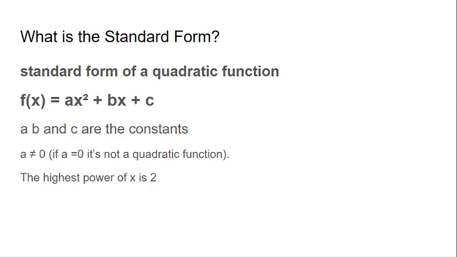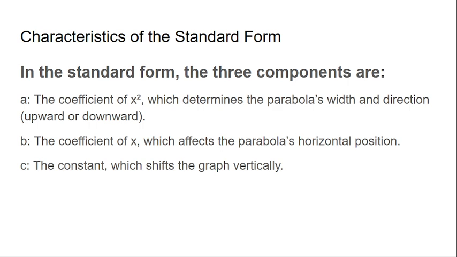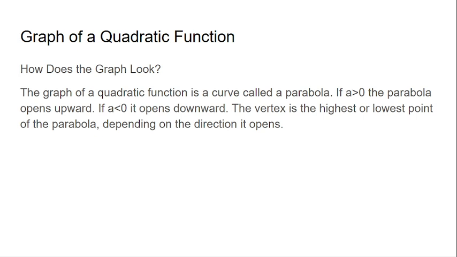The standard form of a quadratic function is written as this, where a, b, and c are constants. And remember, if a equals 0, then it's not a quadratic function. Okay, here are the three parts of the standard form: a, b, and c. The value of a affects the parabola's width and direction, b affects its horizontal position, and c shifts the graph vertically.